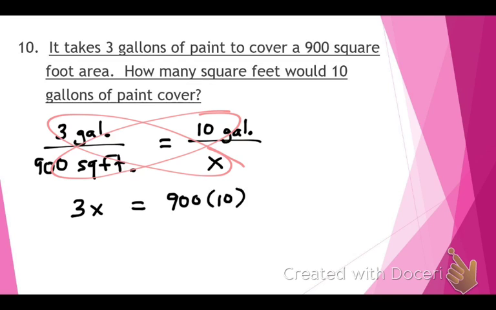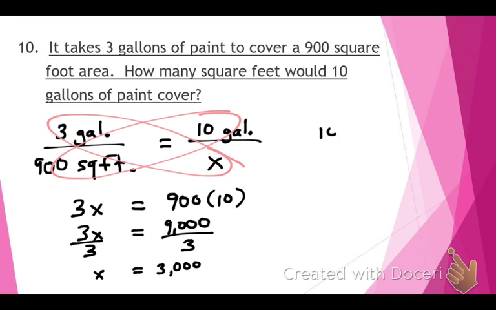Okay, what is 900 times 10? 9,000. Your whole goal is to get x by itself, so I'm going to divide by 3 on both sides. What's 9,000 divided by 3? 3,000. Now listen. This is what a lot of people have now said. They would look at this and say, oh, yay, my answer is 9 gallons per 3,000 square feet. And then they would box this answer in.